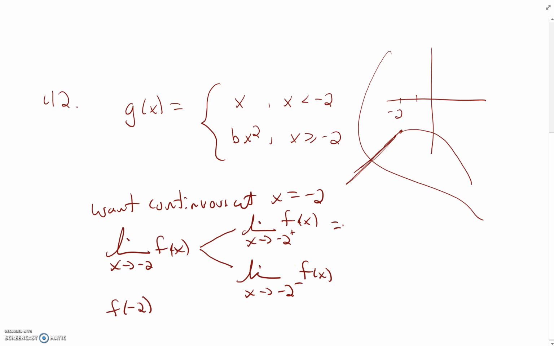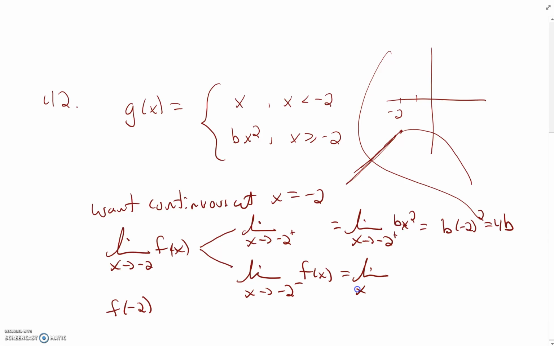Okay, so the right side of minus 2 is where x is greater than minus 2 up here. It has to be bx squared. So what's the limit of a polynomial? You just get to plug a number in. So it's b times negative 2 squared. It's 4b.